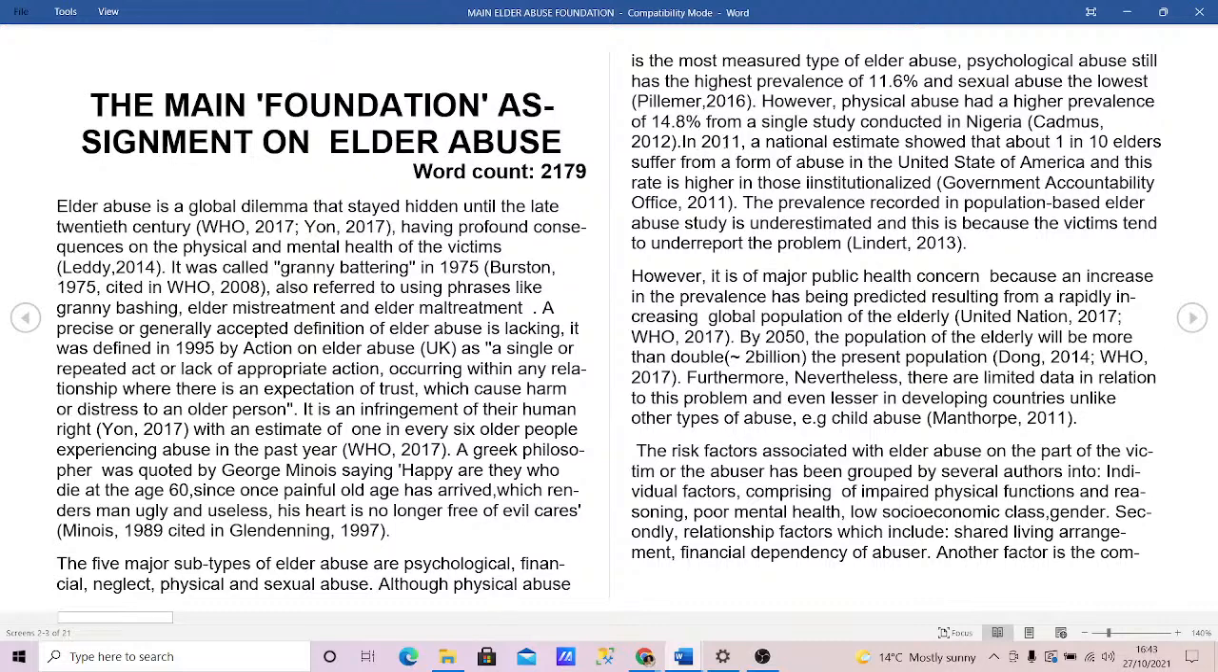So going further, in 2011, a national estimate showed that about 1 in 10 elders suffer from a form of abuse in the United States of America, right? And this rate is higher in those institutionalized. Ignore my spelling. The prevalence recorded in population based elder abuse is underestimated, and this is because the victims tend to underreport the problem.